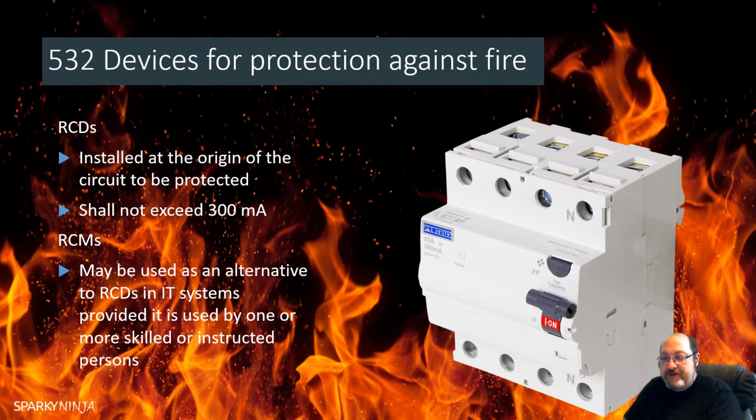And before we move away from 532, there's a last little reminder on the arc fault detection device, which doesn't actually give us much more information than what we had in chapter 42. It says, where specified, the arc fault detection device shall be installed at the origin of the final circuit to be protected. We knew that from chapter 42. And in AC single circuits not exceeding 230 volts.